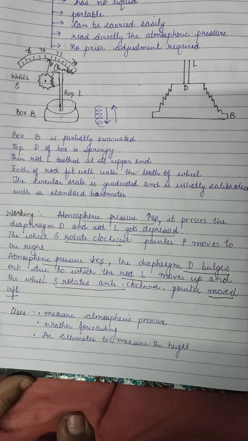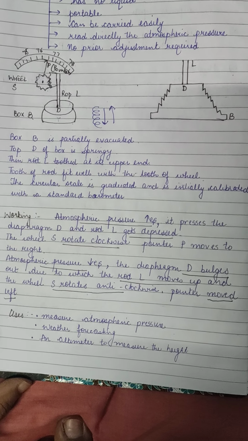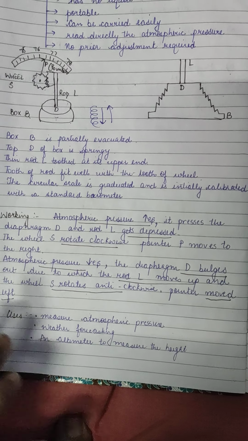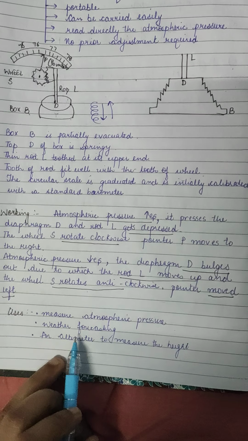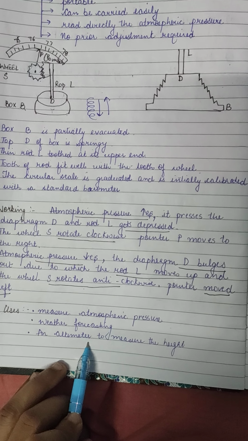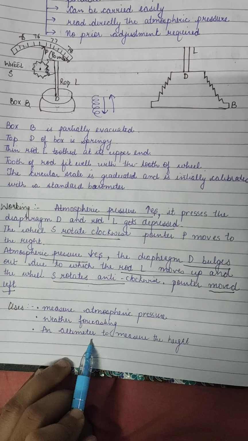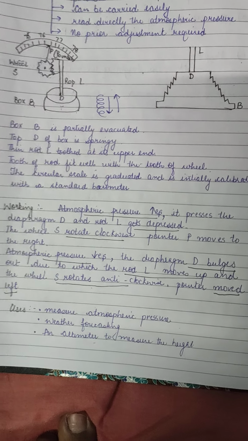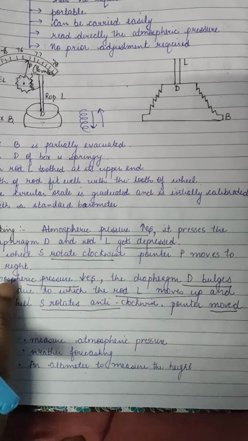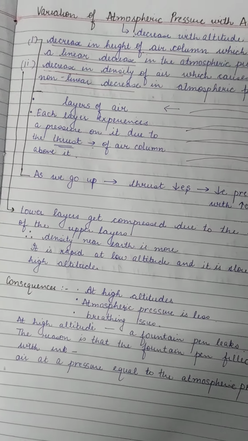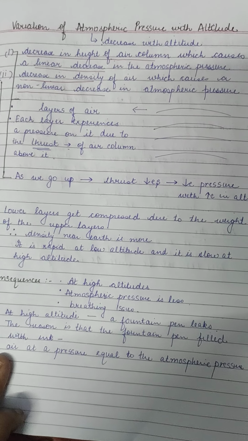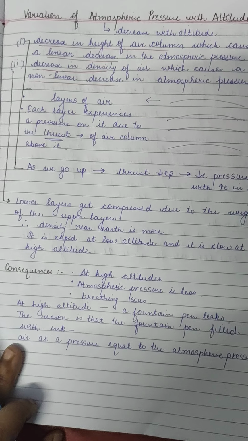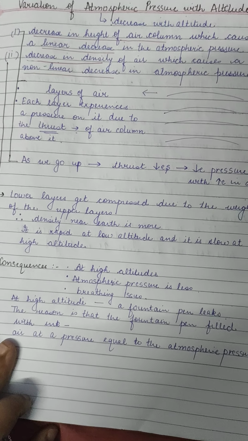Now, what are the uses? Simple uses: it helps us to measure atmospheric pressure. We will also discuss how it helps with weather forecasting, and how it helps as an altimeter, used to measure height. Now, how do these things happen? First of all, we are going to talk about how it tells us the variation of atmospheric pressure with altitude.